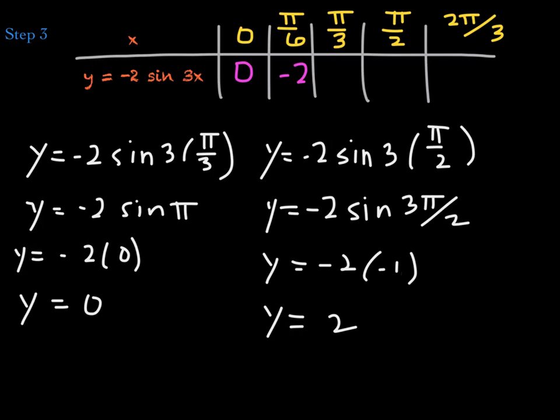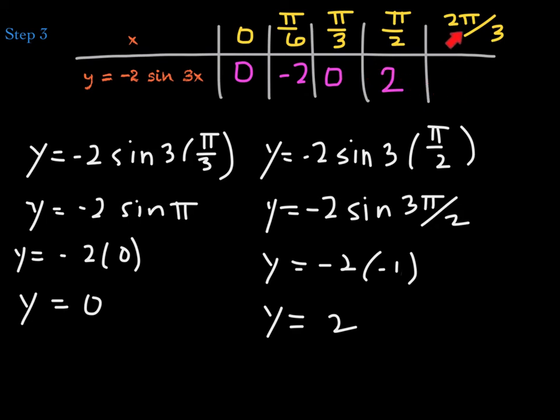I went ahead and plugged in pi over 3 and pi over 2. For pi over 3, I got the x-intercept of 0, and then a maximum. So notice the pattern: x-intercept down to a minimum, x-intercept up to a maximum. I should expect an x-intercept again.